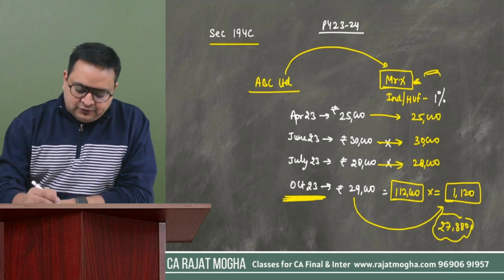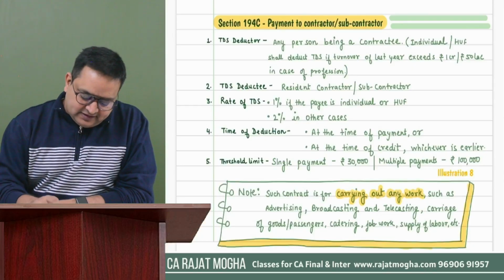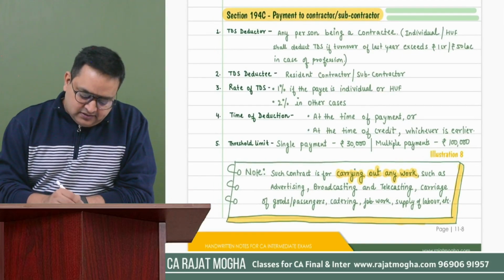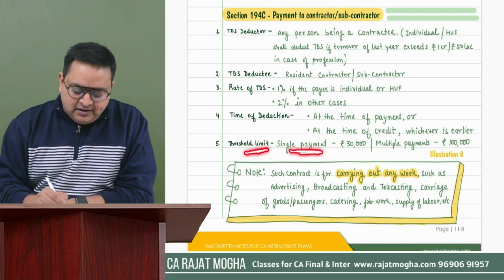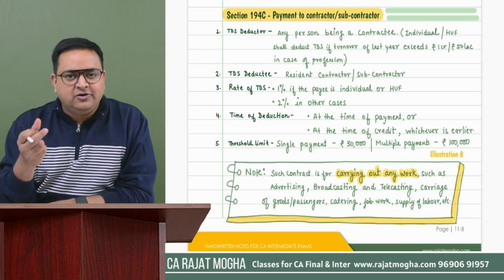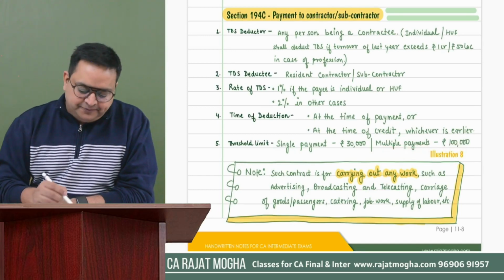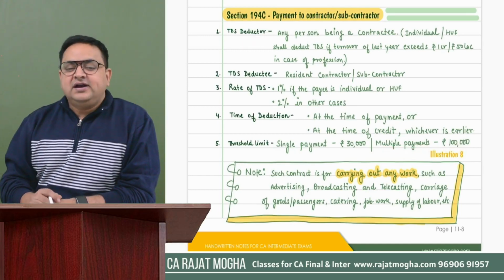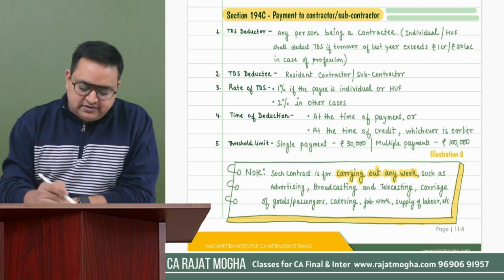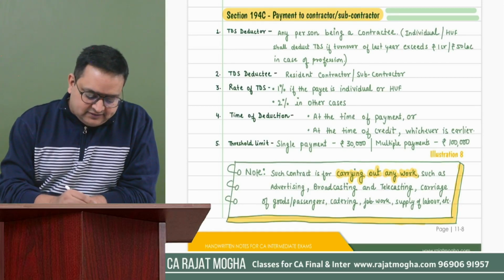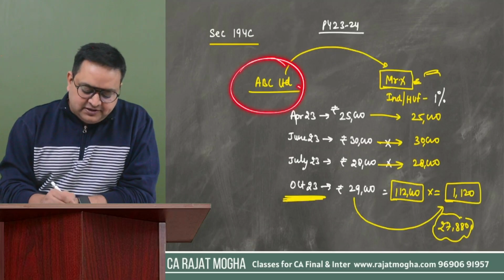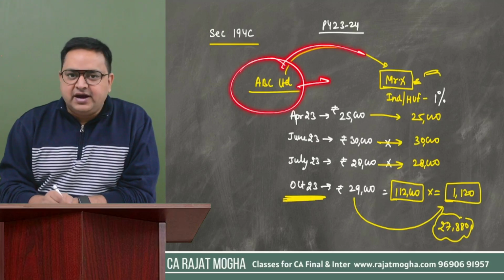Got it? So this section says the threshold limit: if it is a single payment, 30,000 rupees. If it's a single contract, 30,000 rupees. And if there are multiple payments, then 1 lakh rupees, right? TDS deductor. Who is the TDS deductor? The one who has given the contract, right? Contractee, I can say. So this person is the person who will be deducting the TDS.